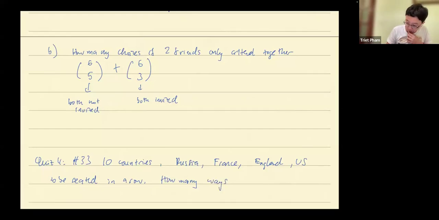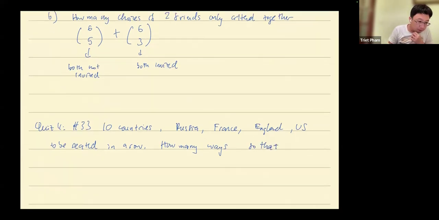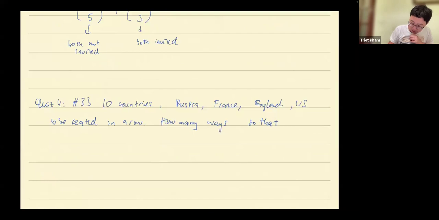So, what do we have? French and English are seated next to each other. US and Russia are not.